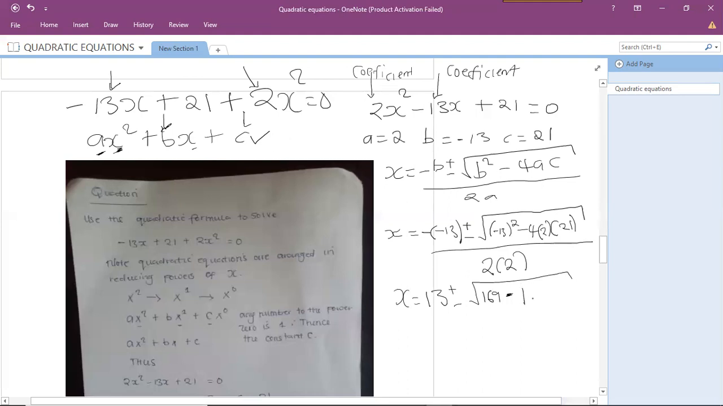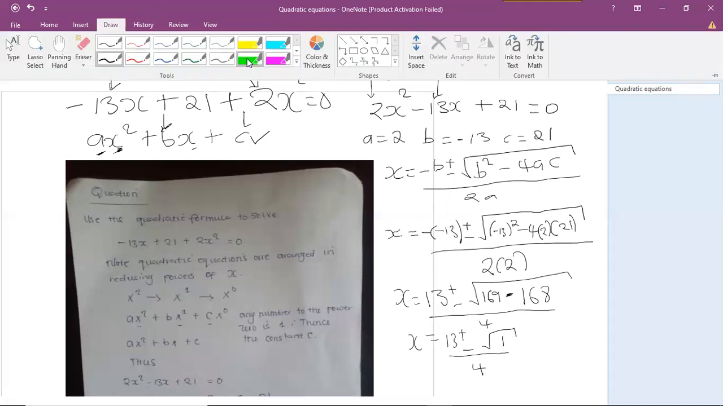Should be minus 168. 168, right? Okay. So the whole thing over 2 times 2, which is 4. So that would be x is equal to 13 plus or minus the square root of 1, over 4. Now that we've gotten here, let me highlight this part again.